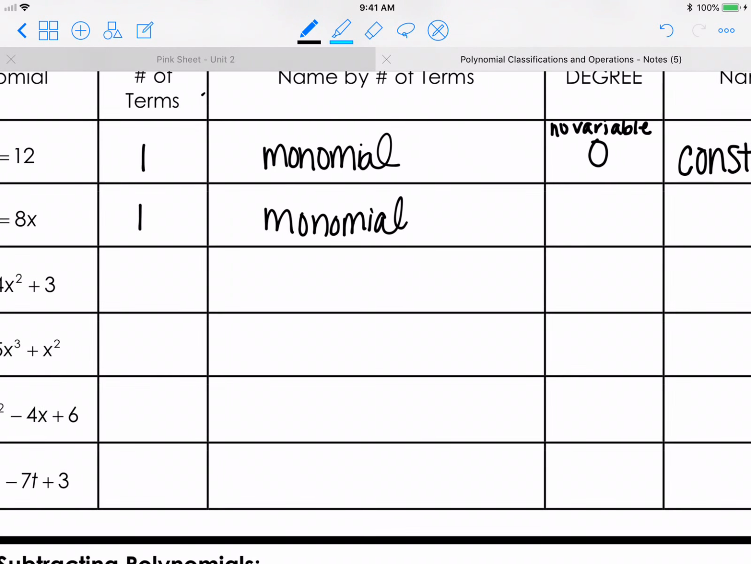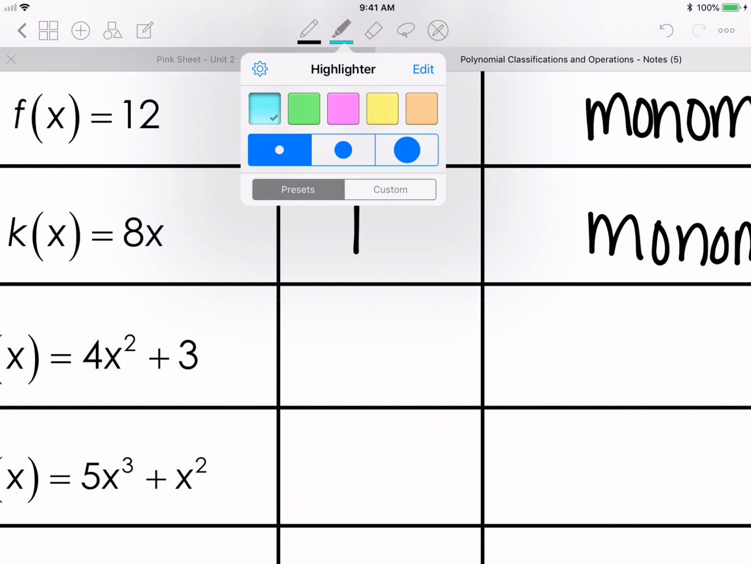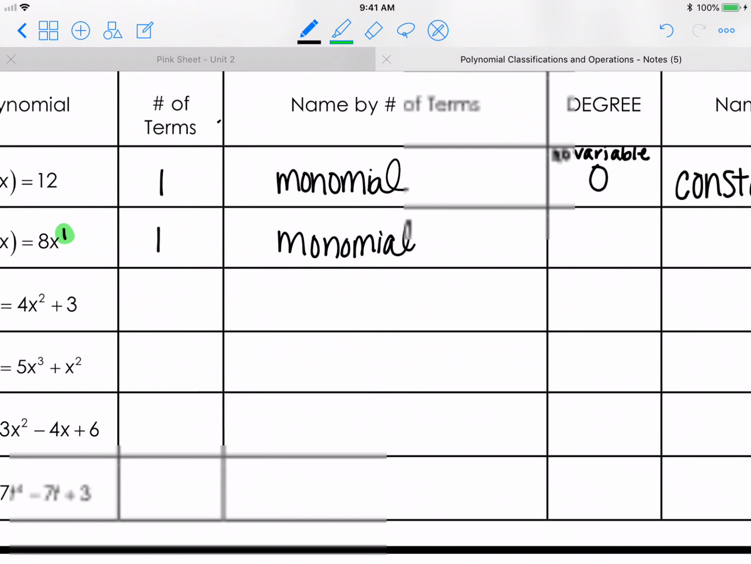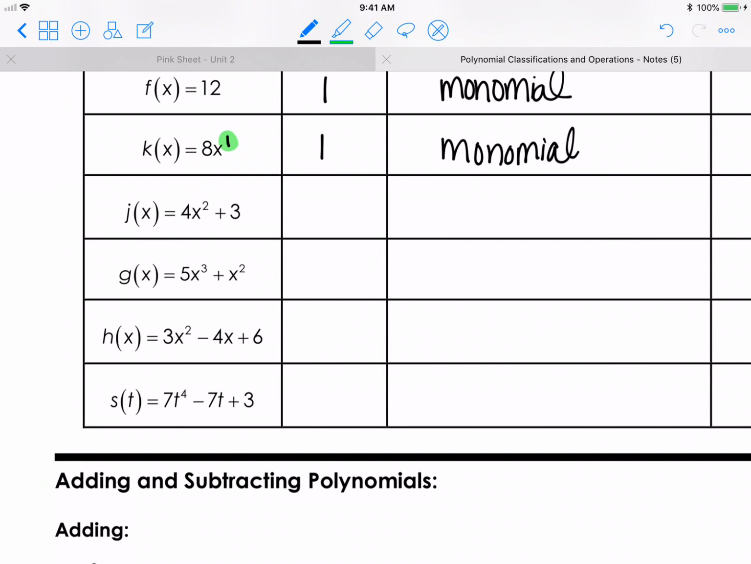Okay, and so what is the degree here? Well, the degree is 1. So we have a degree of 1. Go back and look at your chart. So it's called a linear monomial. So linear monomial.